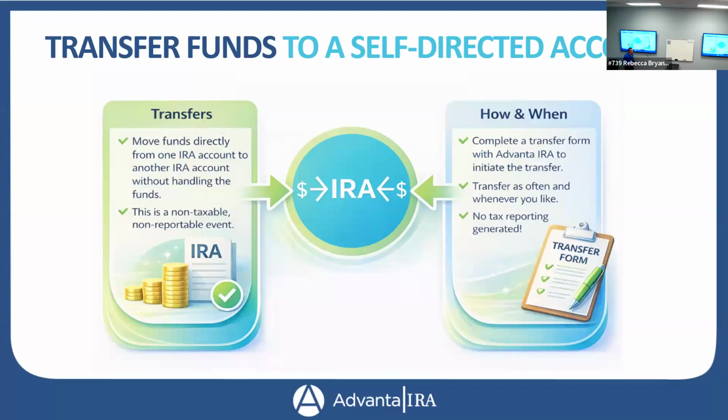If I have a traditional IRA or a Roth IRA or a SEP IRA, any IRA, and I want to move that to a self-directed IRA, that's where I would just do a transfer. So again, this is going to be a non-taxable, non-reportable event, no taxes, no penalties. We're simply moving one retirement account to another retirement account. So if anybody has a traditional or Roth, we're just doing a transfer to a self-directed IRA.